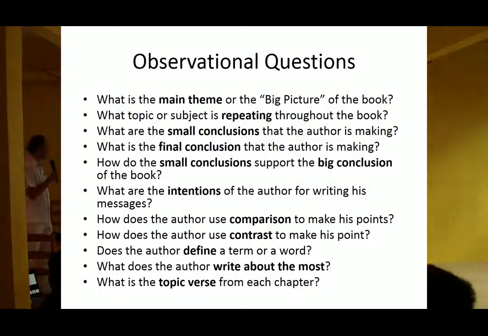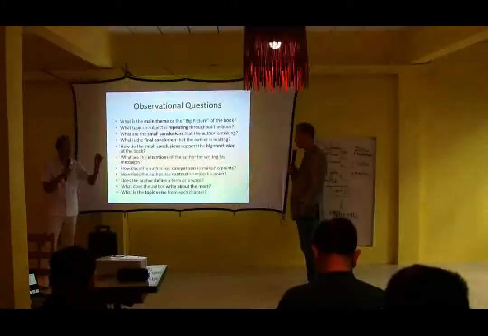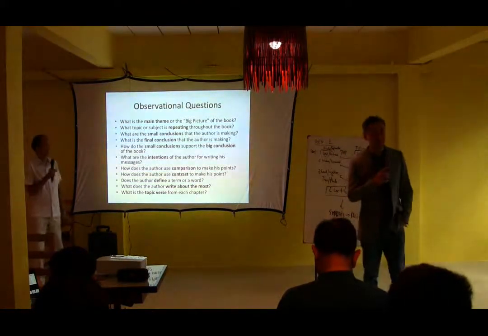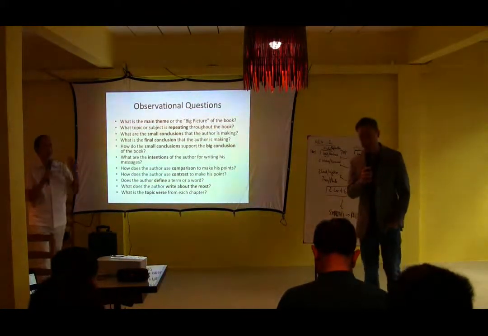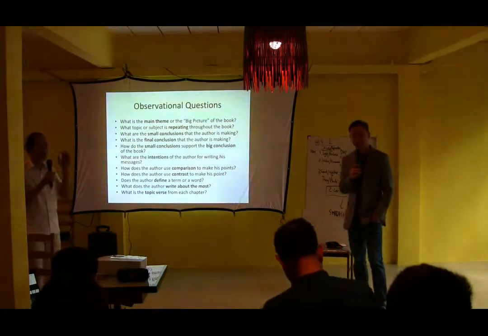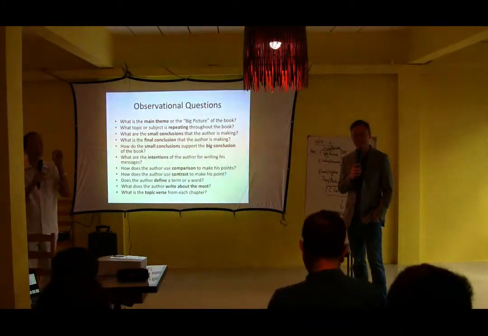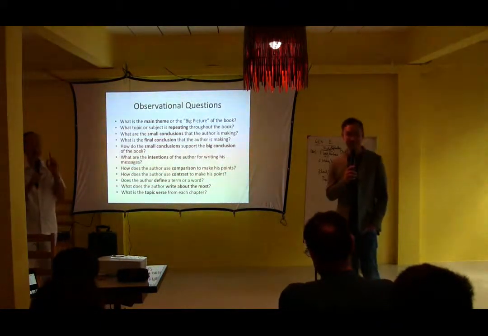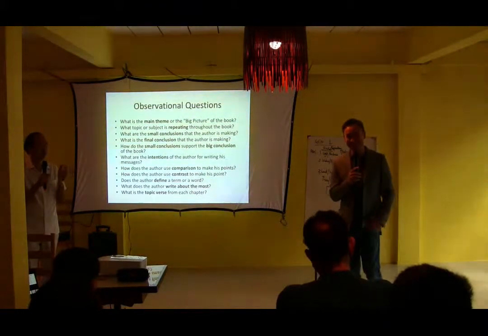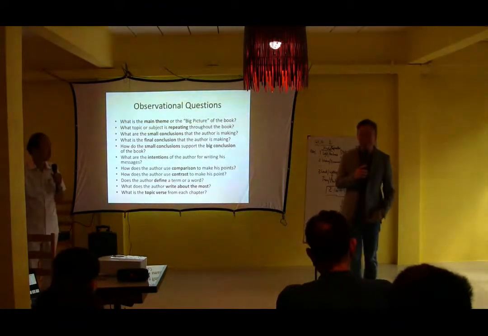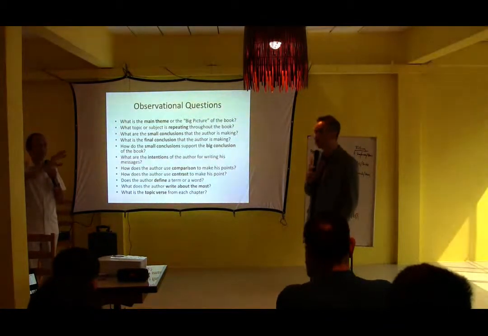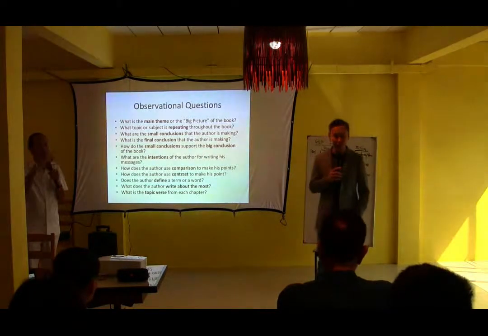Next question, what does the author write about the most? For example, Book of Genesis. What is the theme of the Book of Genesis? Everyone always says Creation. That's only one chapter in 50 chapters. What is the theme of the Book of Genesis? Who is written the most about in the Book of Genesis? Two characters.